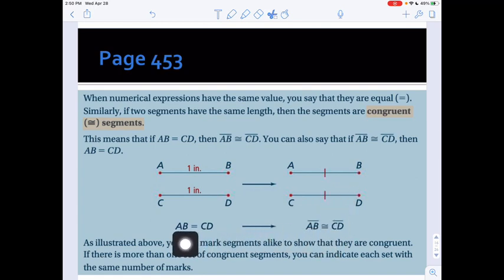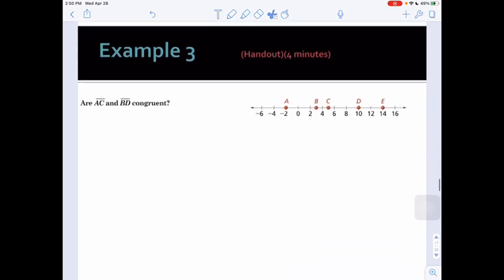Over here, we have the length of segment AB equals the length of segment CD because they are both 1 inch. This implies that segment AB is congruent to segment CD. As illustrated above, you can mark segments alike to show that they are congruent. If there is more than one set of congruent segments, you can indicate each set with the same number of marks. For example 3, we have our segment AC and segment BD congruent.